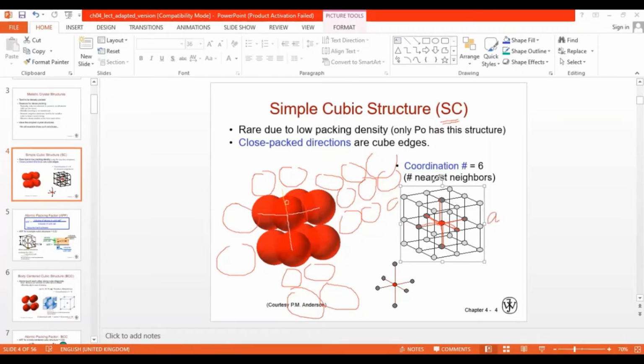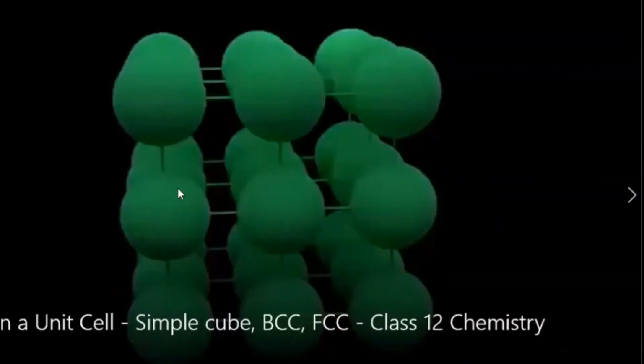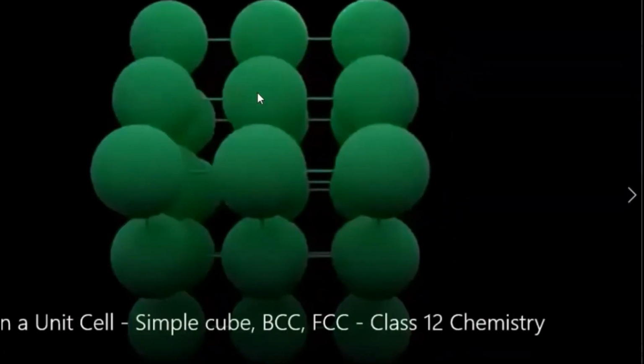So the coordination number is the nearest neighbors which are in contact with each other. So for simple cubic structure, the coordination number is 6. So what you are seeing at the moment is the simple cubic structure, okay? SC structure. There's no body atom, right? This is simple cubic structure, right? You see here, there is nothing in the body, so that is simple cubic structure.